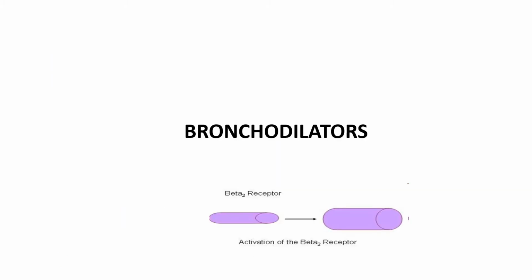So bronchodilators. What are the three broad categories of bronchodilators that I have told you right now? Beta 2 agonist, antimuscarinics, and methylxanthines. Very good.